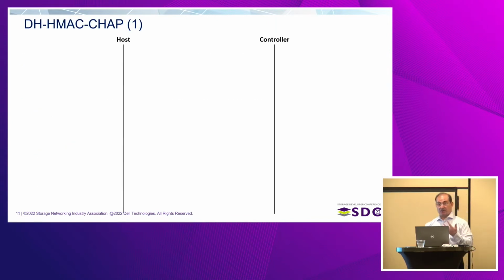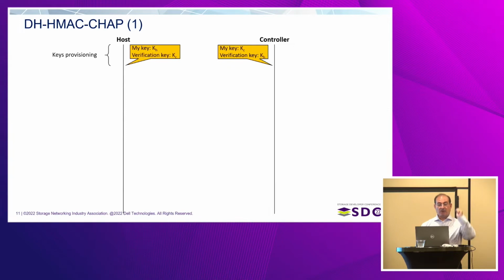Let's look at a diagram, it will be easier. So suppose you have a host and a controller. First step, you have the key provisioning. The host will have my key, KH. The controller has its key, KC, the key of the controller. And I will need a verification key to authenticate the controller and a verification key to authenticate the host.